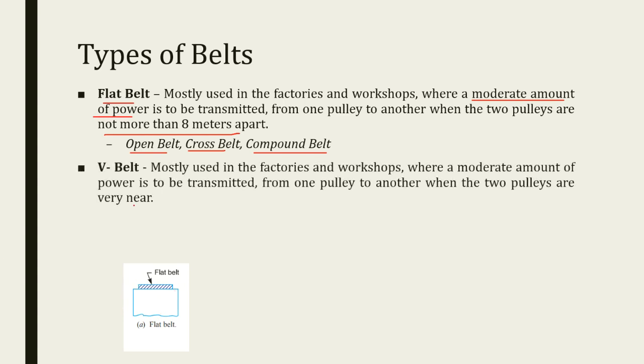The second type of belt available is V belt. V belt is mostly used in factories and workshops, where a moderate amount of power is to be transmitted from one pulley to another. But here, look at the distance when the two pulleys are very near. Flat belt is used when the two pulleys are 8 meters apart, whereas V belt has to be used when the two pulleys are very near. This is a type of V belt. It does not look exactly like a V, but it is somewhat trapezoidal.